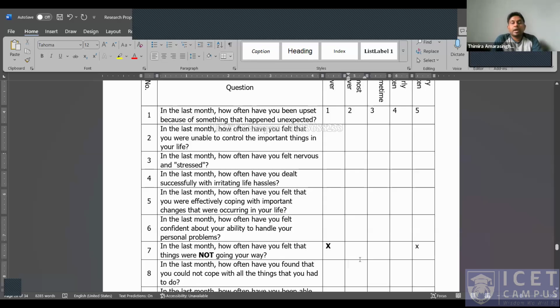This is what we have to carefully look at when we are doing the data entry.